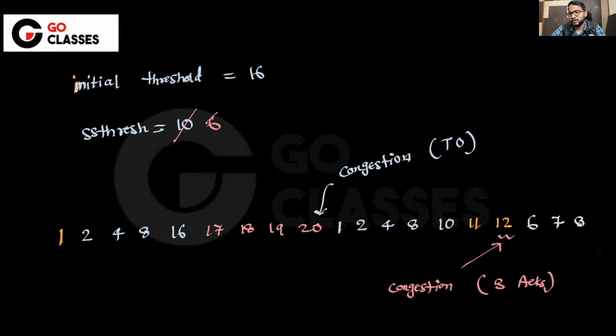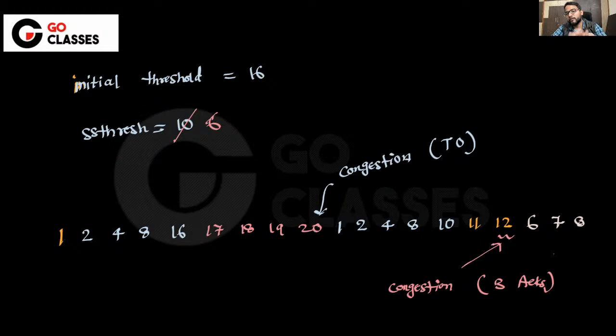Let me know if you have understood this. What is the difference between earlier and this? Earlier at this point, whenever I got 3 duplicate ACKs, I started with 1, but here I will be going to the congestion avoidance phase, which means I will start with 6, 7, 8. That's the only difference.